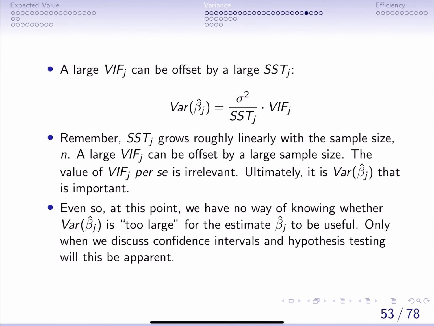But even if you have a large variance inflation factor, you can always try to offset it by a large variation in xj, right? So if you have a large sample, that is one way to counter this problem of a higher variance inflation factor. So a large sample size always helps.